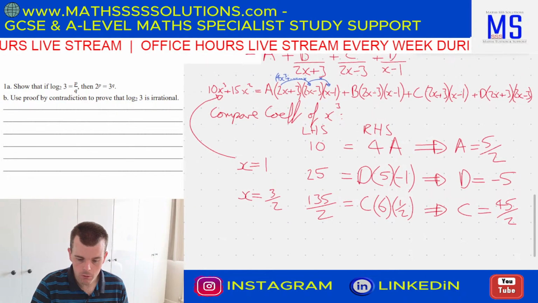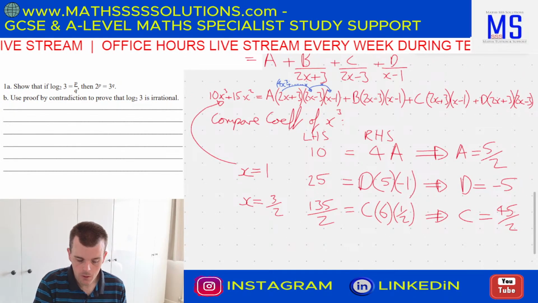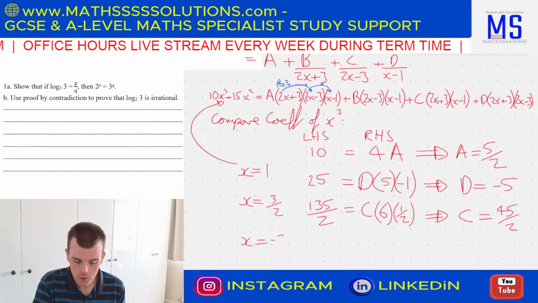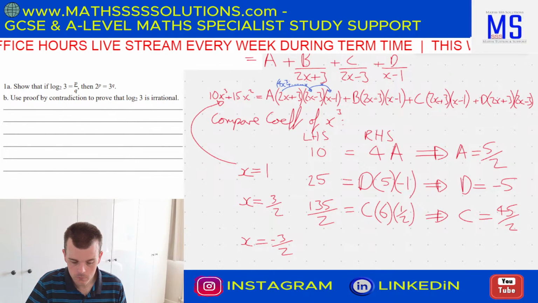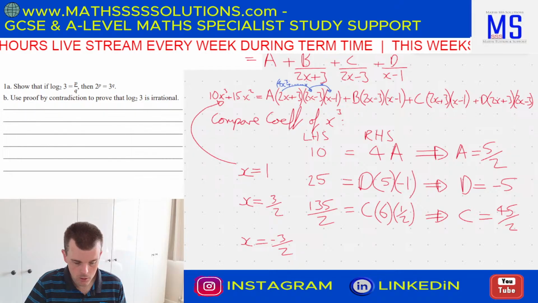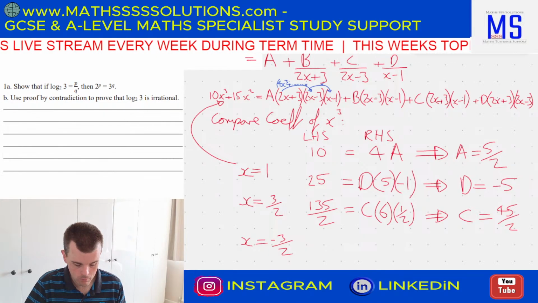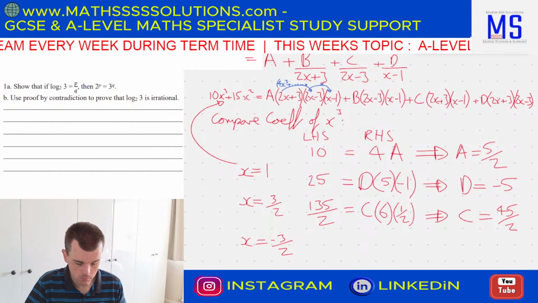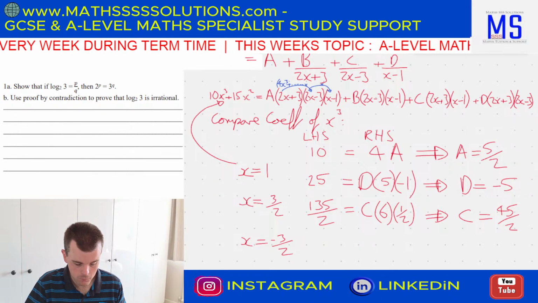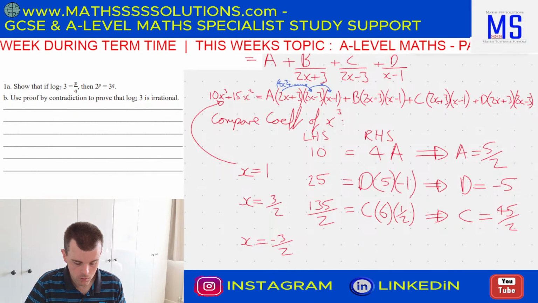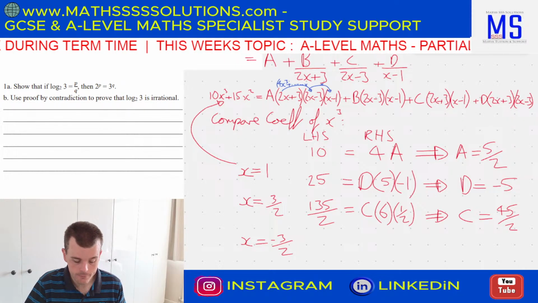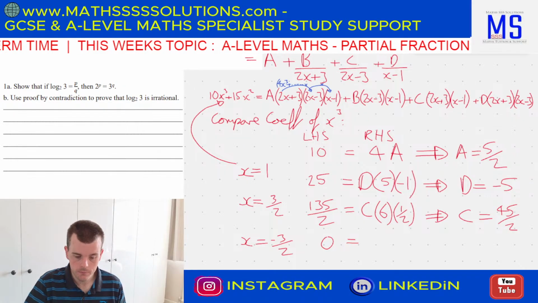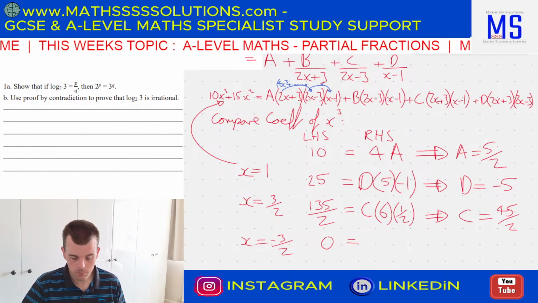There's one more x value to sub in, and that would be minus 3 over 2. So if we do it again, just like we did before, minus 3 over 2 cubed, and then plus 15 times minus 3 over 2 squared, you actually get 0 on the left hand side, which is nice.